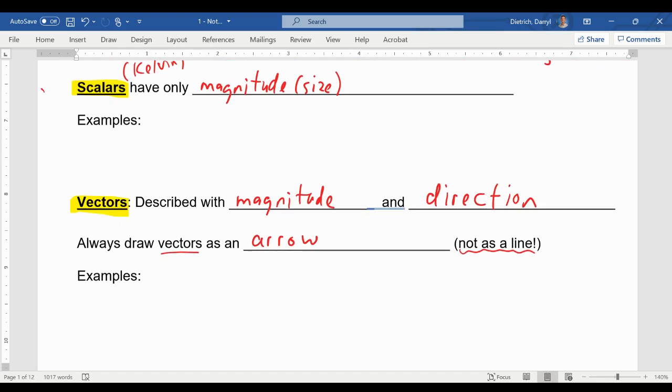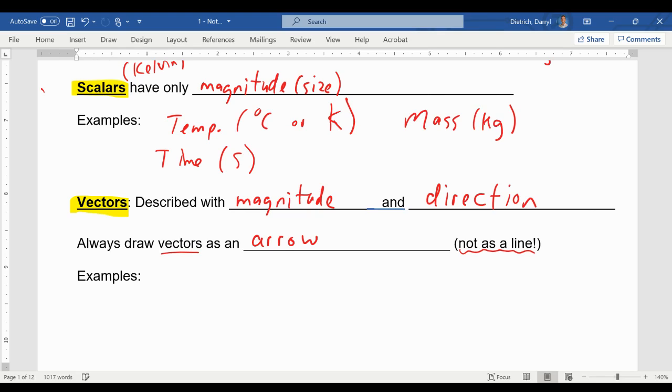Looking at examples of each of these types of quantities, things that do not need direction are scalars. Those are things like temperature, and we'll talk about temperature later in units of degrees Celsius or Kelvin. Time in seconds. Time cannot have a direction. Mass is another example of something that is a scalar quantity.